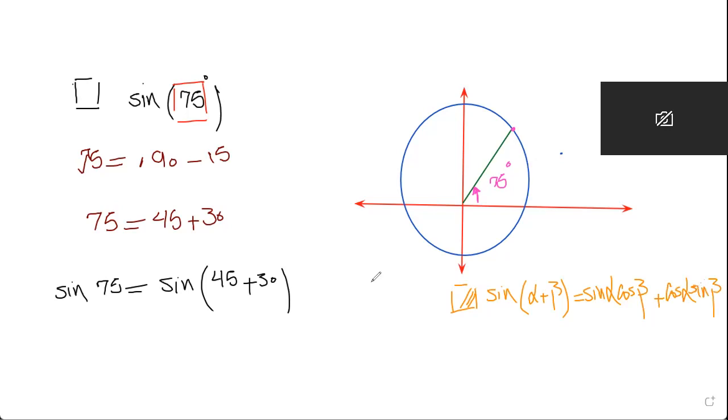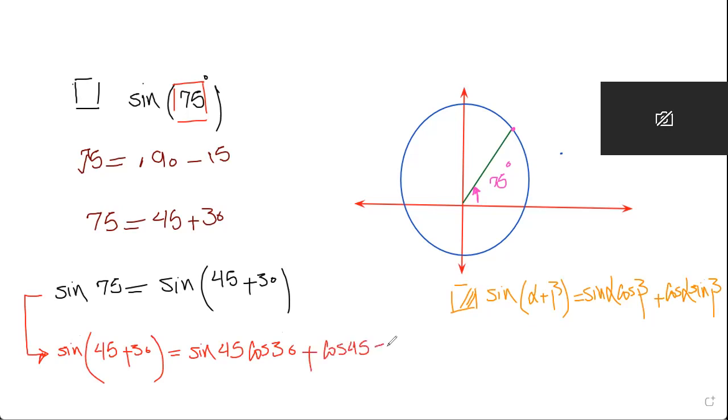That's the identity that we always remember, and we proved it a couple of weeks ago. Then here, we said that the sine of 45 plus 30 equals sine 45 cosine 30 plus cosine 45 sine 30, by using that identity.